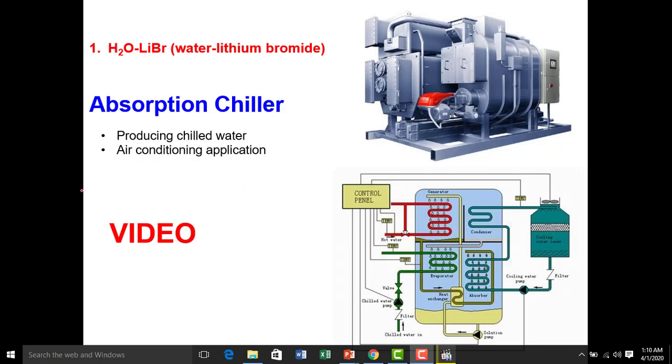Right. Before we see the video, there are a few important points. Please note that, first of all, the refrigerant used is water, and since there is a vacuum inside the evaporator, that's why we can use water as a refrigerant, because at atmospheric pressure, the phase change of water takes place at 100 degrees C.